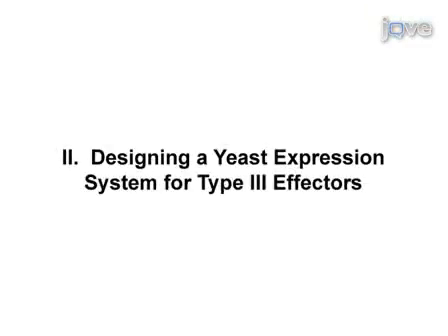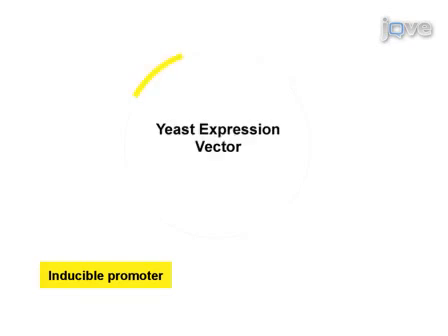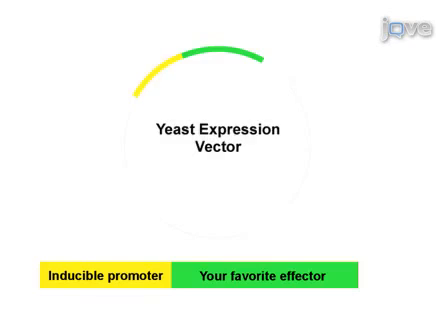So let's get started. Several important factors should be considered and optimized when designing a yeast system appropriate for expression of the type 3 effectors of interest. The first is the promoter driving expression of the effectors. Since bacterial type 3 effectors may be toxic to yeast cells, an inducible promoter should be used to control their expression. We will use the Gal1 promoter in this experiment.